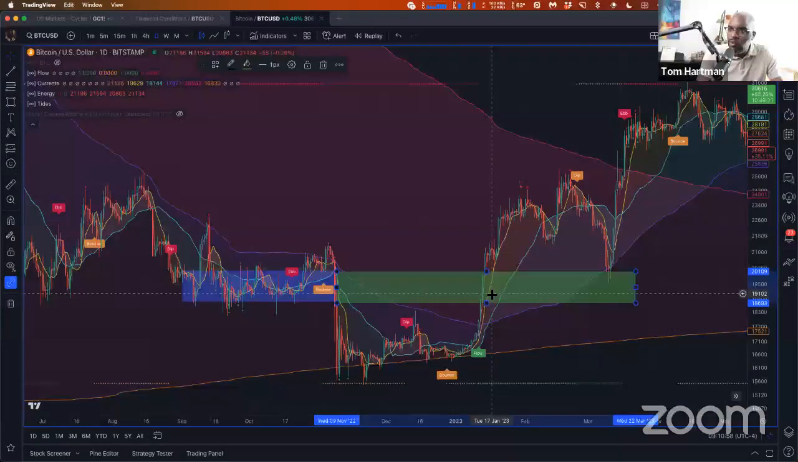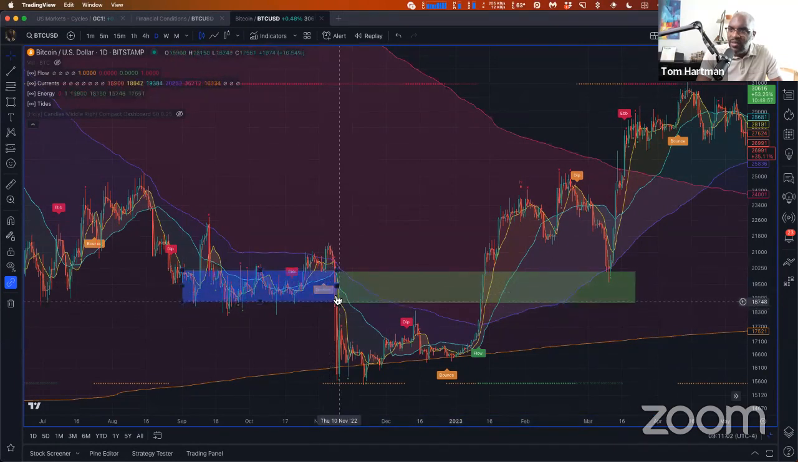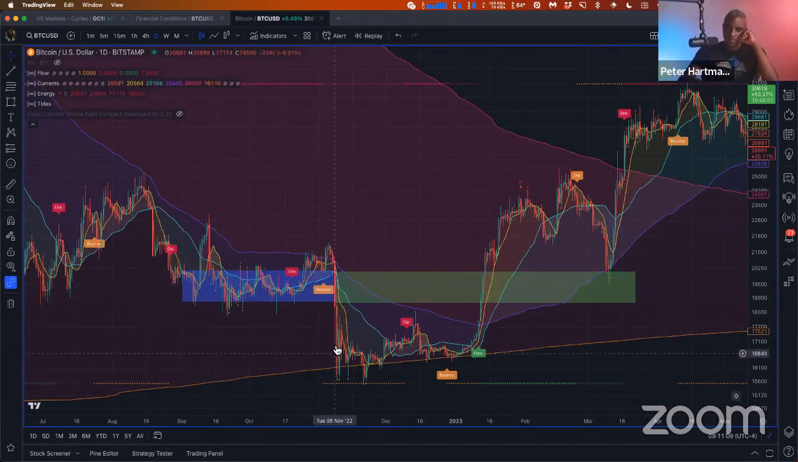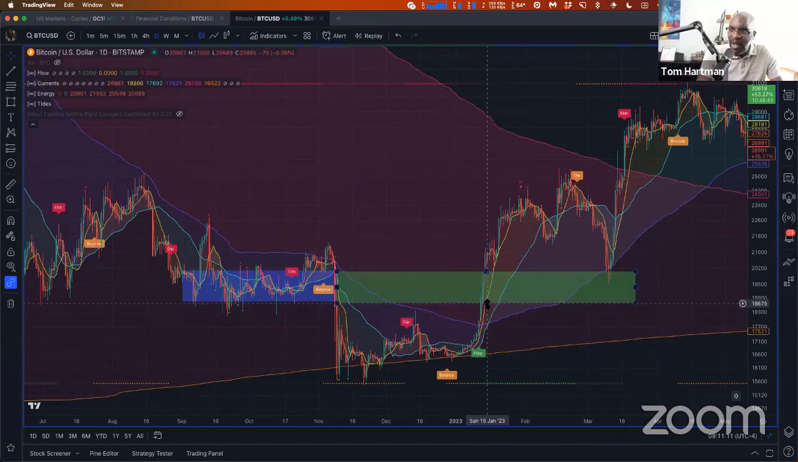So let's say you sold it over here. You sold it at this area because it broke. You're like, okay, it broke that box, I'm going to sell it over here. Right? So you sell over here. Then you buy it over here because you're like, I'm going to wait for it to break out. So you're already missing out on the height of this box because you sold it over here and you're buying it back over here. And then it comes back down to this box and you don't know if it's going to break this box or not.